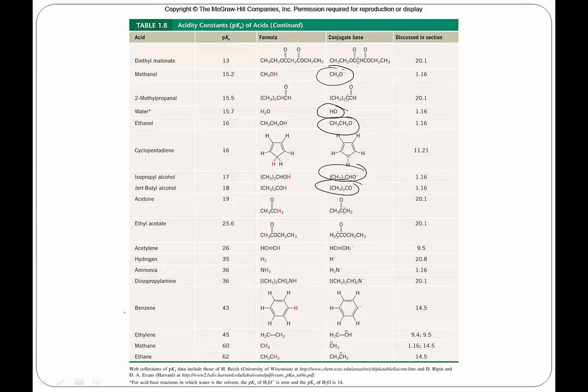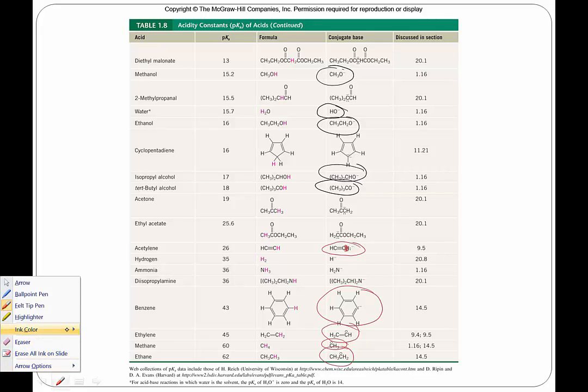Another example of a strong base would be to have a localized negative charge on another element, like carbon. There is a typo on this one, that hydrogen should not be there. Right here, that's a typo in your book. That should just be a carbon. And there are some others that have a localized negative charge on carbon. These are very strong bases.